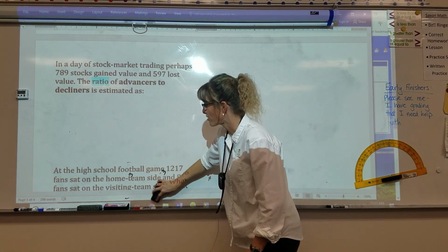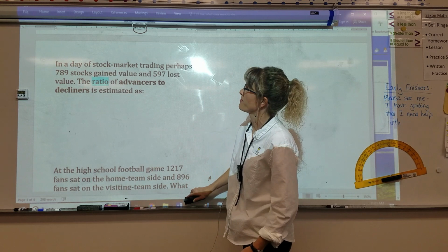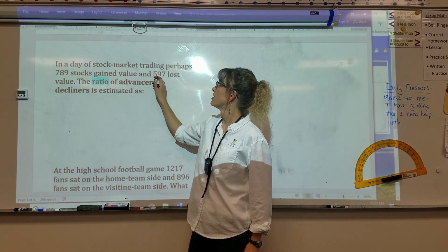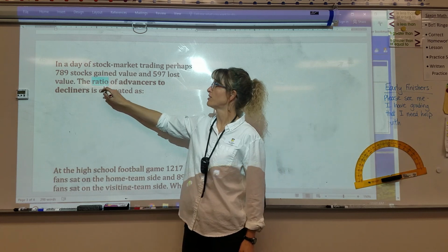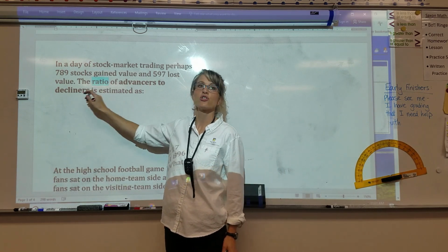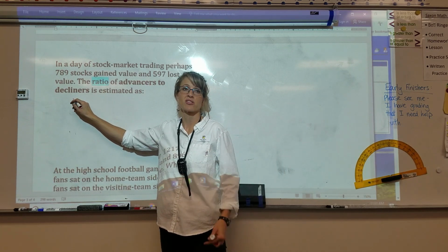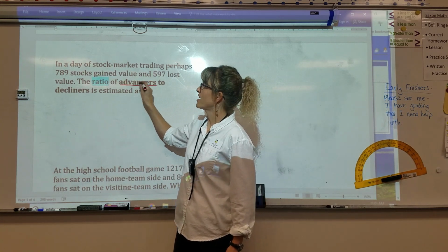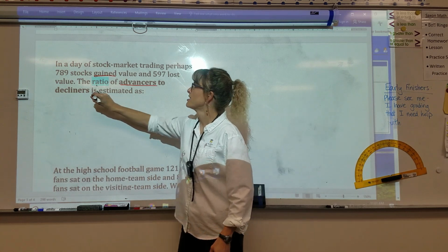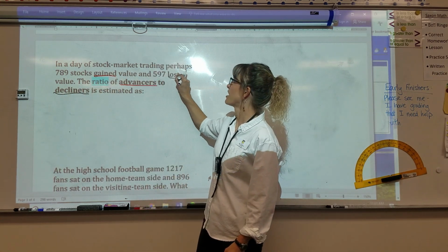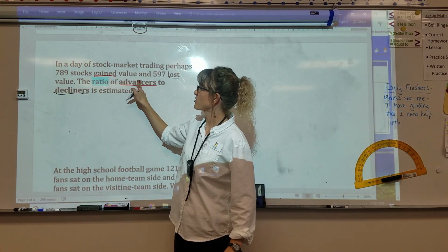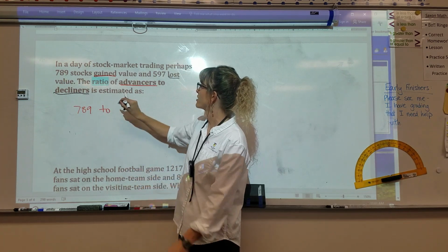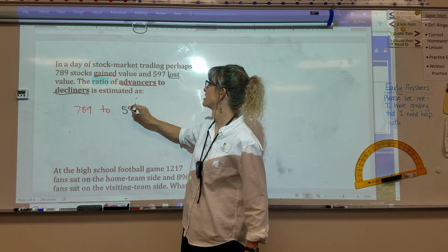What about when the numbers are kind of large and very specific? Sometimes it's okay to round and approximate. So that's what we're going to do in this one. Stock market. 789 stocks gained, 597 lost. We need to find a ratio of it, advancers to decliners. I'm not a stock market person, so I don't even know what those words mean. But I can tell you from context, advance is going to be gain. Decline is going to be loss. So we need a ratio of advancers first, 789, to decliners, which is 597.